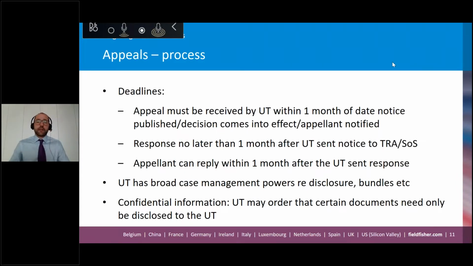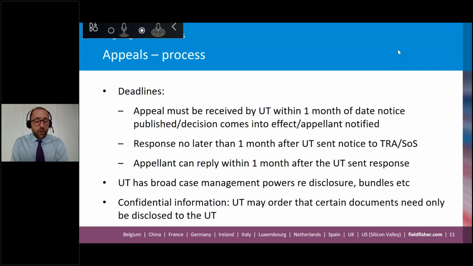So the tribunal rules aren't especially prescriptive. They give quite a large margin of discretion to the tribunal, so broad case management powers in terms of how it's going to deal with the appeals, which are particularly relevant to, for example, issues of disclosure, the filing of bundles, and so on. But one thing that is important to highlight is that the tribunal rules contain provisions about handling of confidential information.